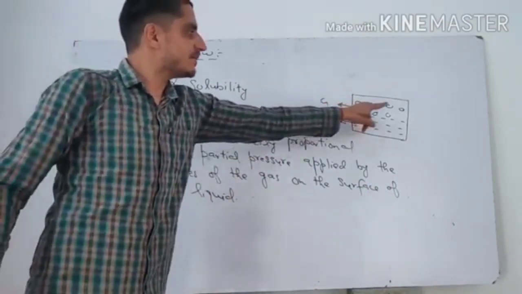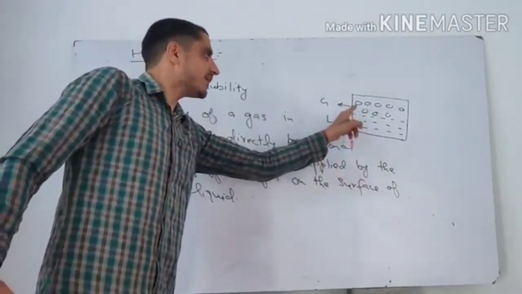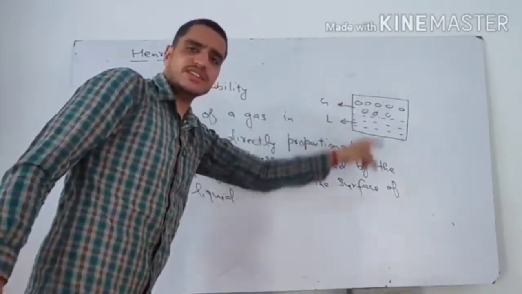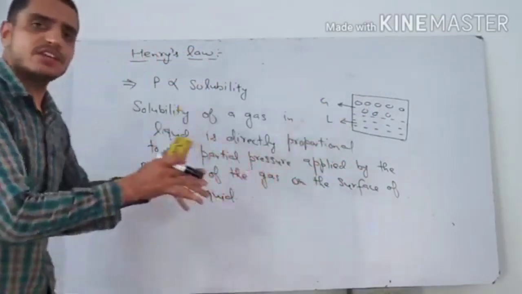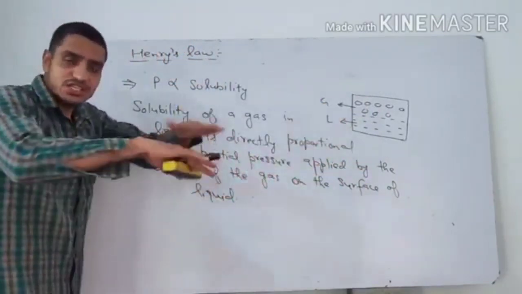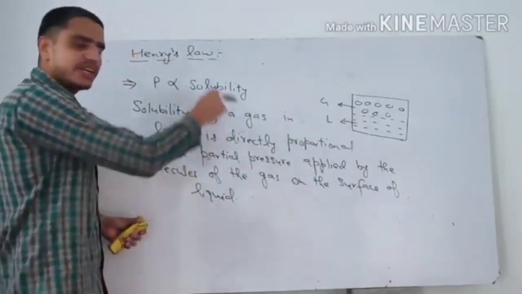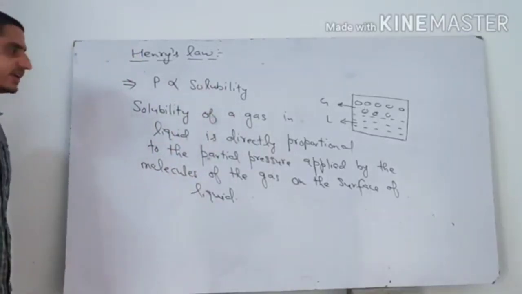If the partial pressure applied by the gaseous molecules is more on the liquid surface, the solubility will be more. If the partial pressure applied by these gaseous molecules on this liquid surface is less, then the solubility of this gaseous molecule will be less. So the solubility of a gas directly depends upon the partial pressure applied by the gas molecules on the surface of the liquid. The more the pressure, the more of them will get dissolved and solubility will be more. So this is the statement of Henry's law. Okay. So write it down.